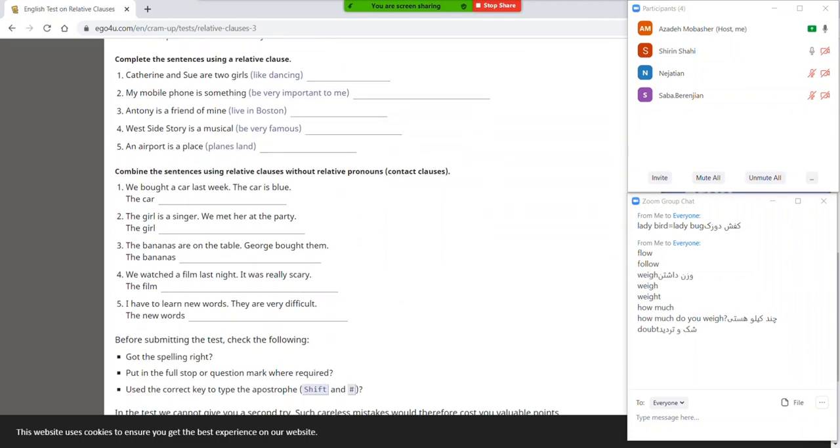Okay. The next exercise is complete using a relative clause. Catherine and Susan are two girls who like dancing. Okay, that's Catherine and Sue. Number two. I see. That's okay. It's just the end of the class. Just 5 or 6 more exercises and it'll be over.